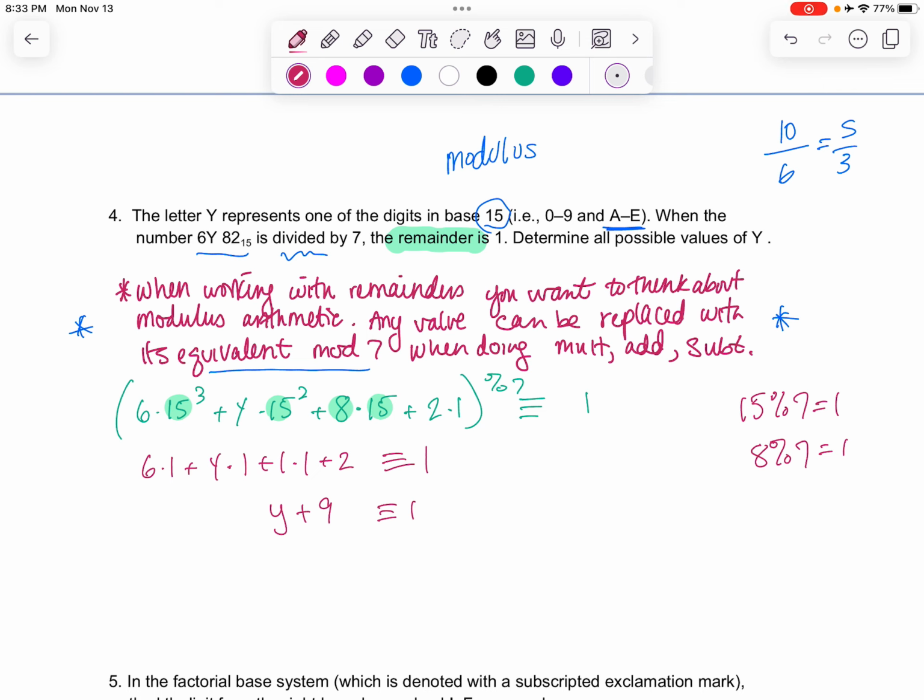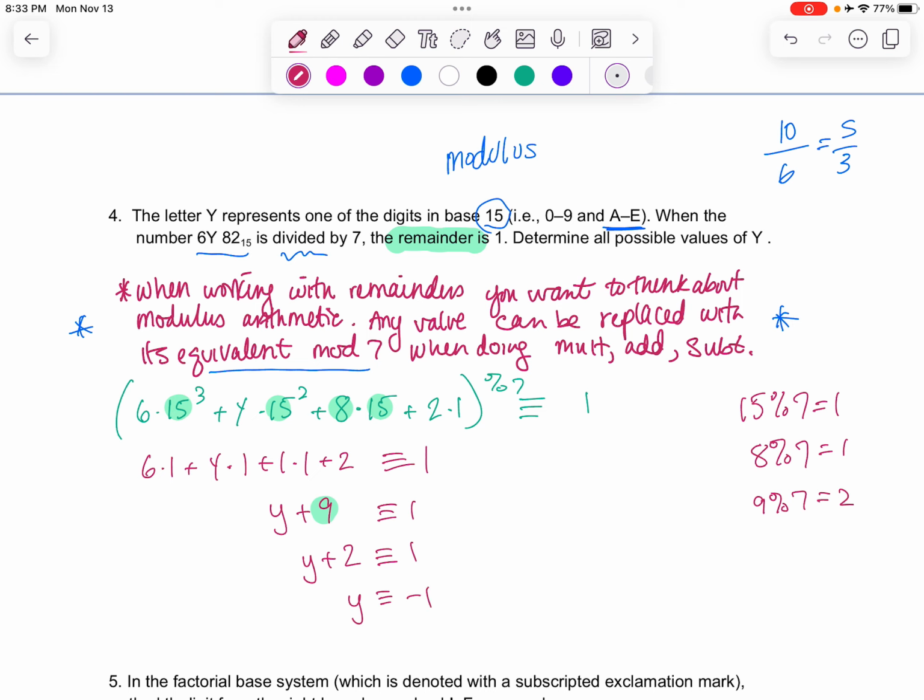And then again, I have another value that is 7 or greater, so I can simplify that with modulus. 9 mod 7 equals 2. So now I have y plus 2 is equivalent to 1. And if we solve for y, we get y equals -1.